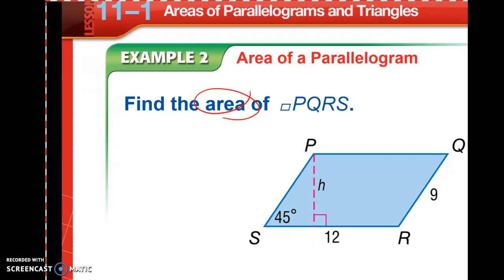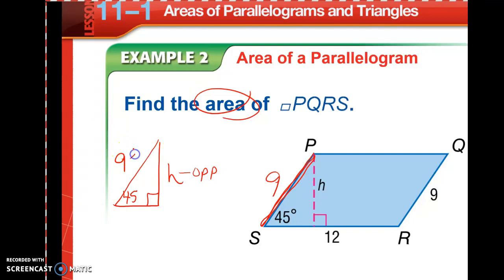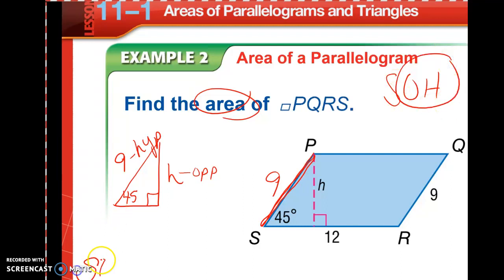So we have this right triangle. We know this is 9 because this QR is 9 and they're equal. So PS is 9. So you have this here. And since it's 45, actually this is also height, but we're not going to worry about that. So we have H, which is side opposite of 45, and 9, which is hypotenuse. And remember, with SOHCAHTOA, opposite and hypotenuse goes with sine. So sine of my angle, 45, equals h over 9. Multiply both sides by 9.